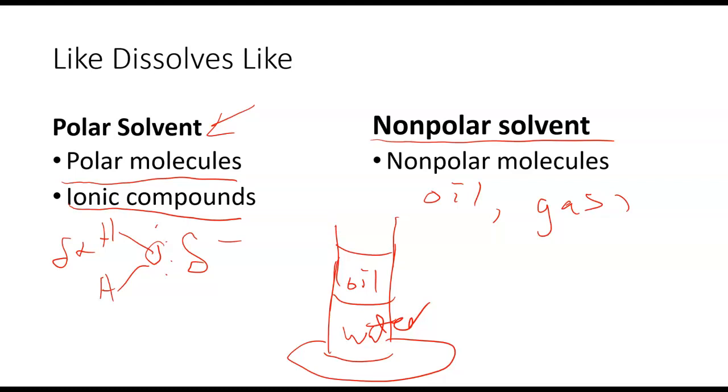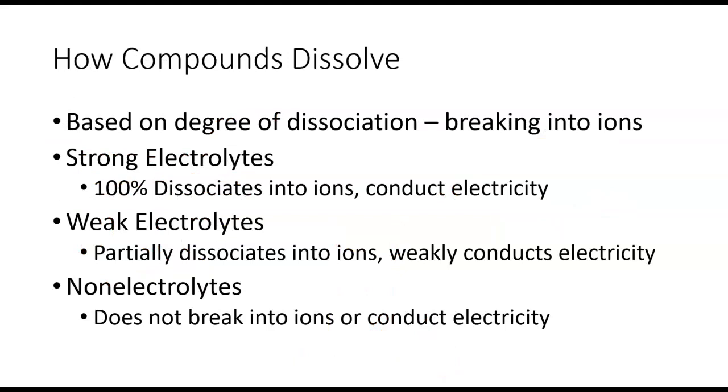Now, this tells us what types of compounds will dissolve with what type of solvent. But we also need to think about how these compounds dissolve. Now we're going to specifically look at water. Water is our big solvent, so a lot of the stuff that we're going to be doing is polar. So we want to look at how compounds dissolve. It's based on their degree of dissociation. Dissociation is a measure of how much something breaks into ions.